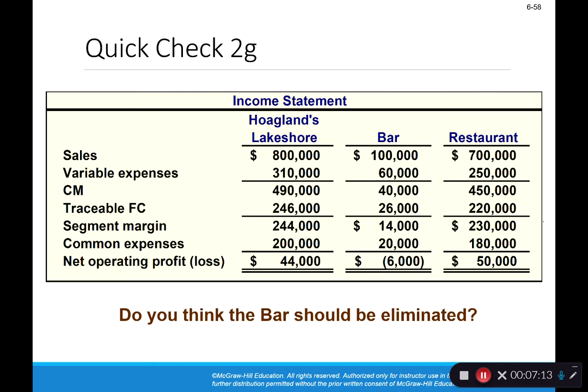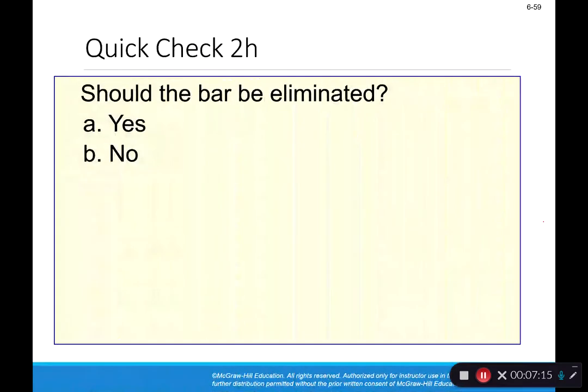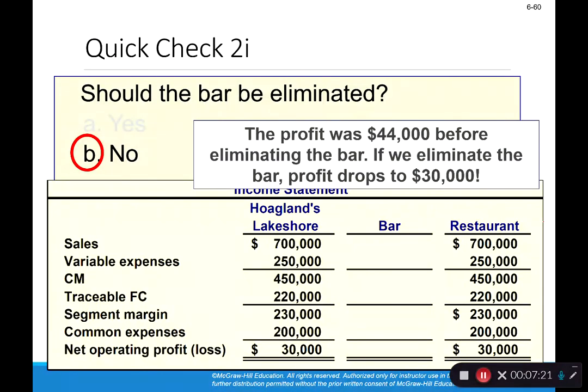So should the bar be eliminated? What do you think? Hopefully you didn't fall into the trap. The answer is no. We shouldn't eliminate the bar because those common costs won't change whether we eliminate the bar or not. So you could see if we just have the restaurant numbers here, the common cost would go 100% to the restaurant because there's nowhere else to allocate it.